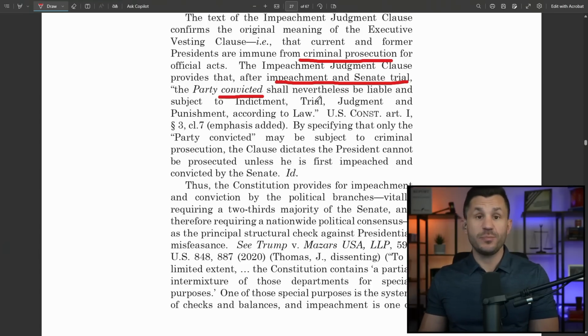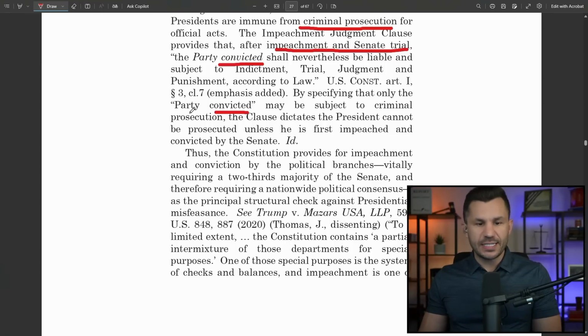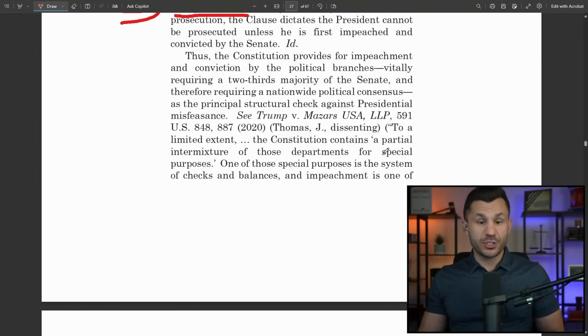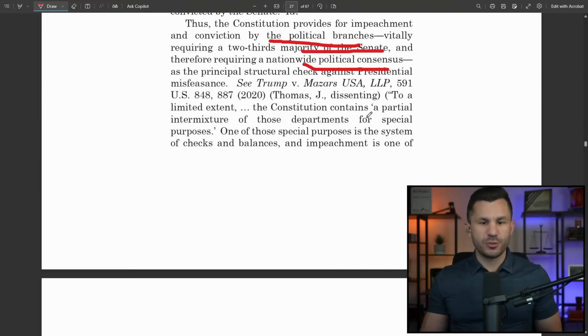So after you're impeached and convicted, yeah, you can be prosecuted. Fair game. It says party convicted in quotes, which means you got to be convicted. So the Constitution actually gives us the rules. It provides for impeachment and conviction by the political branches. It vitally requires a 2/3 majority of the Senate, and it also requires a nationwide political consensus. Everybody says, okay, this dude did something bad. He's got to go. It's a structural check against presidential malfeasance.